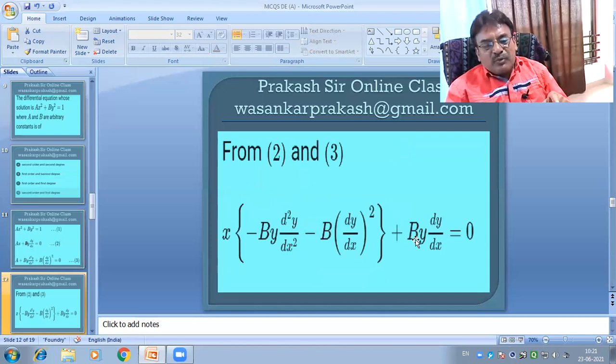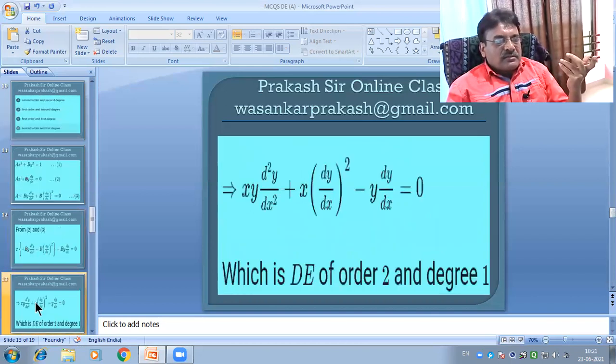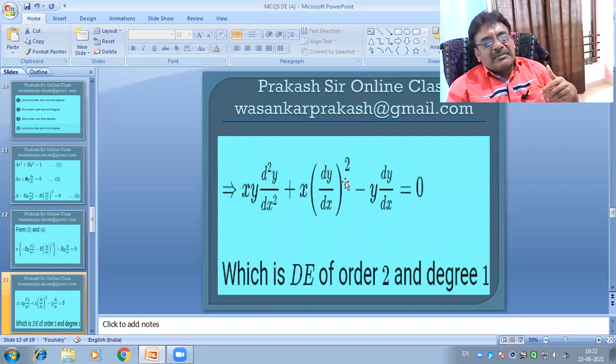Then divide both sides by b. Then b is eliminated, again b is eliminated, and we get the required differential equation. And from this differential equation we write the degree and order. So here we get xy into d2y/dx square plus x (dy/dx) whole square minus y dy/dx, which equals 0.